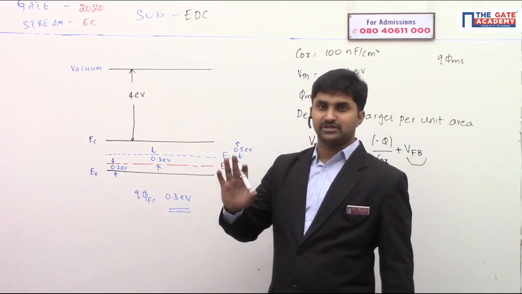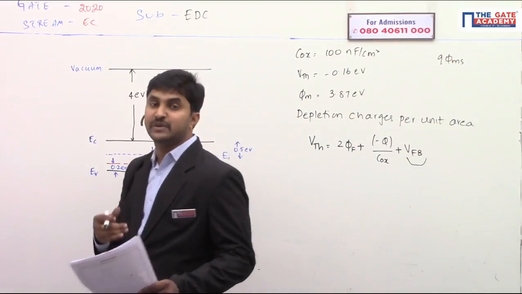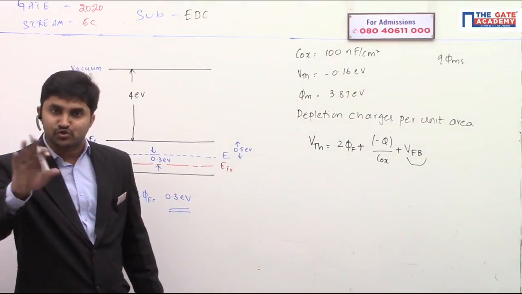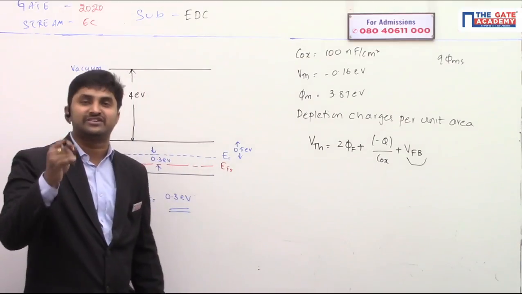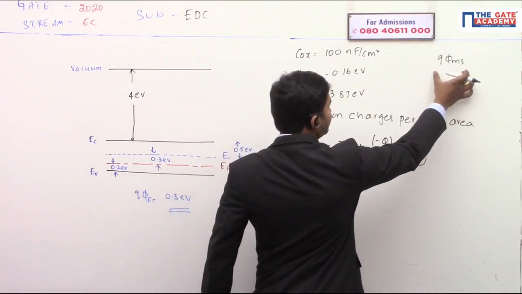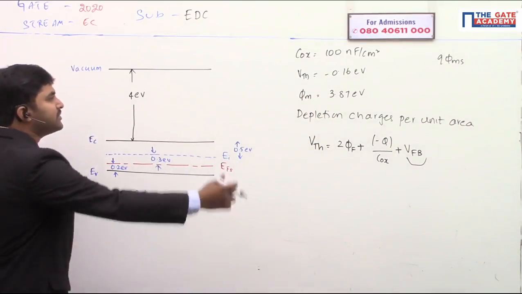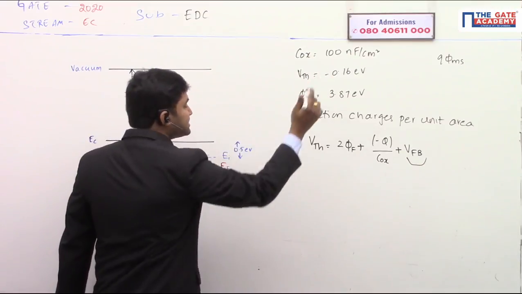In this question, there is nothing given as of now. What we can see over here, nothing is mentioned regarding the fixed charges. So we can assume that there are no charges trapped inside. So the only reason why we can have the flat band voltage is because of the work function difference. So phi m is already mentioned in the question. I think we can easily find out phi s.